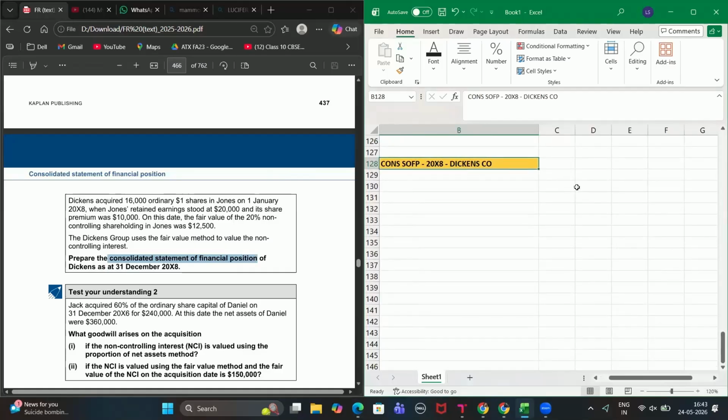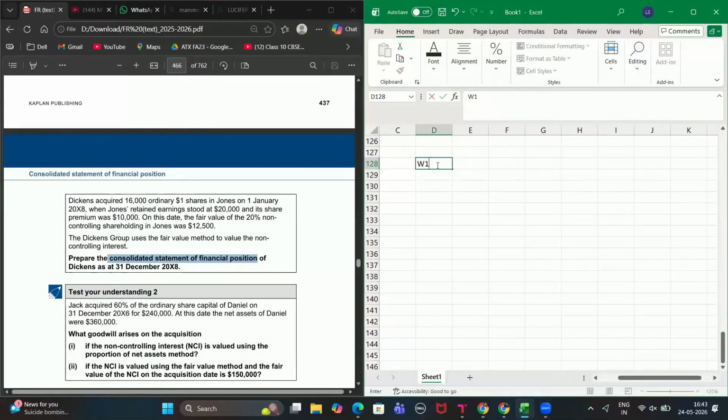Before starting with the consolidated statement preparation, what should we do? What should we do before preparing this consolidated statement of financial position? We have to do some workings, right? Am I right? So tell me, what is the first working?